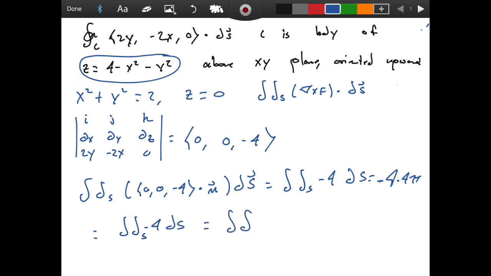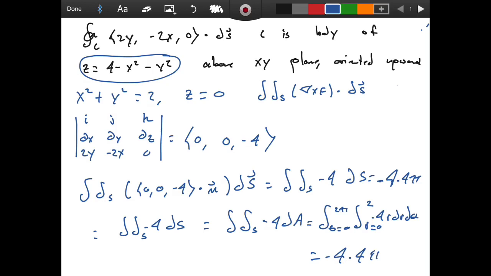Remember from one of my previous videos, the one where I give a tip about computing surface integrals where the surface is in a coordinate plane. This is just the normal integral over the parameter domain S, which is the circle of radius 2 centered at the origin, of minus 4 dA. If I switch to polar coordinates, theta equals 0 to 2 pi, r equals 0 to 2, of minus 4r dr d theta, and this is just equal to minus 4 times 4 pi.